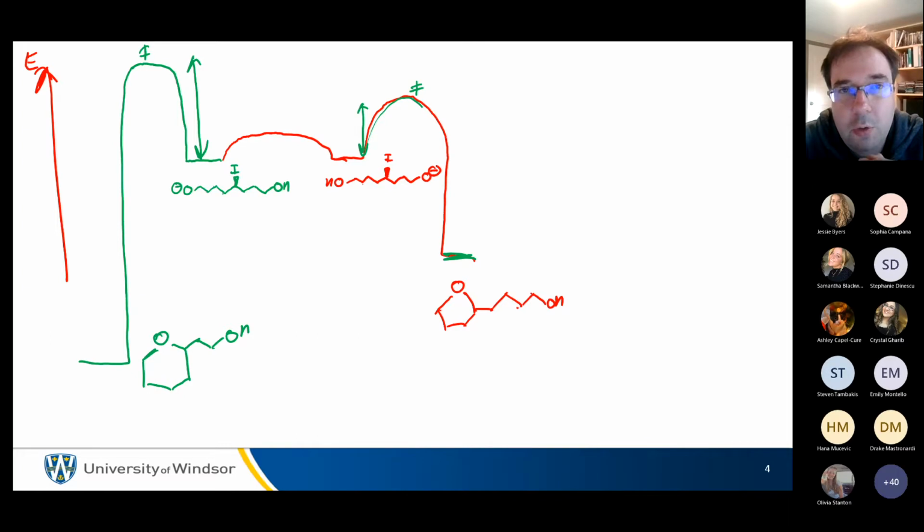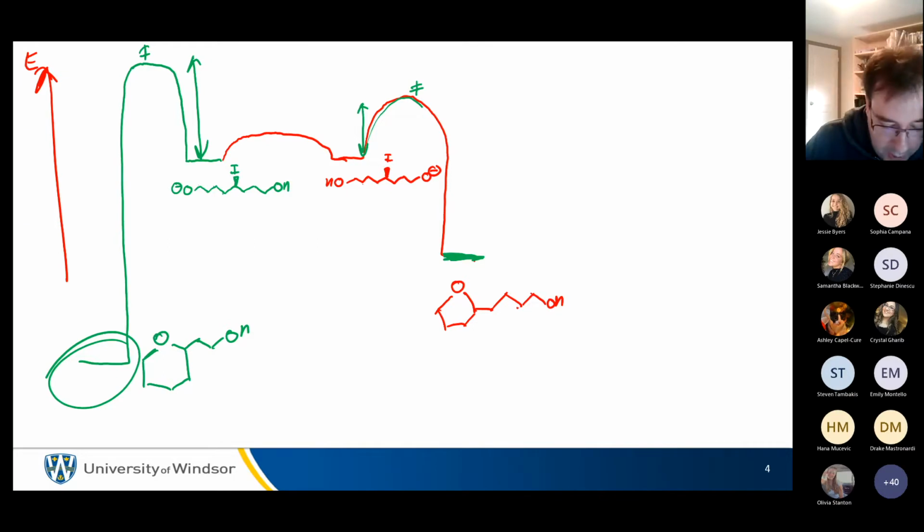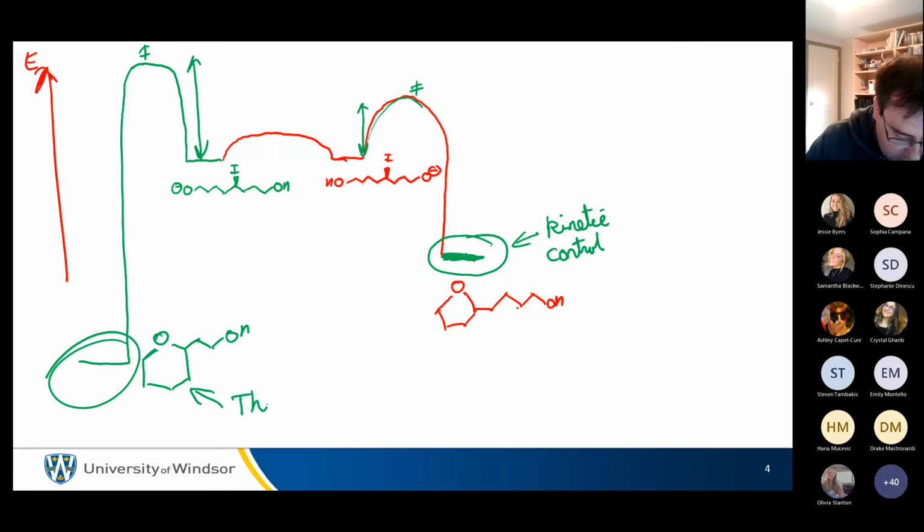So the question we've got is, once you make this product here, can it go back? Because if this can revert, then everything is going to end up down here because that's the most stable point on the entire diagram. And molecules are lazy; they can go to the most stable thing. But if you're trapped, if once you make this, you're trapped, then everything is going to end up here. So these reactions are called under kinetic control. And this product here would be under thermodynamic control.